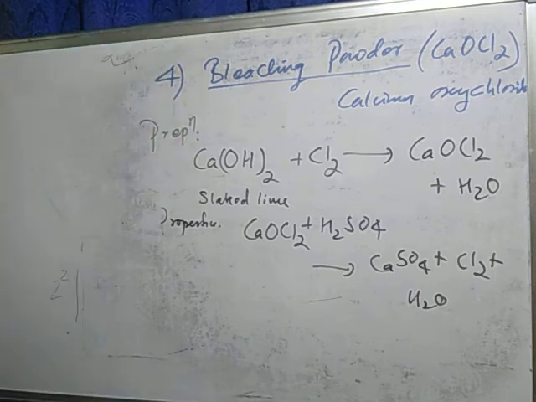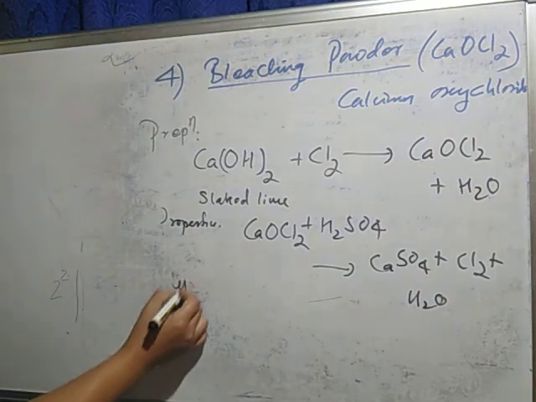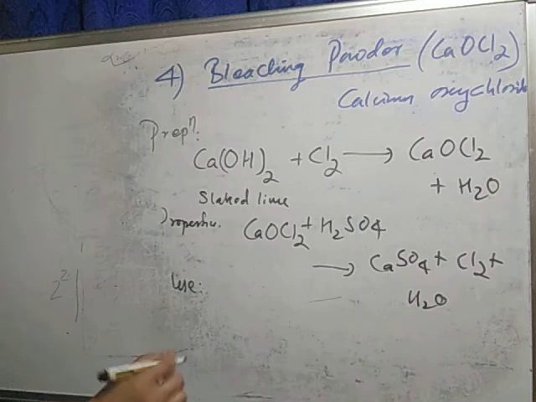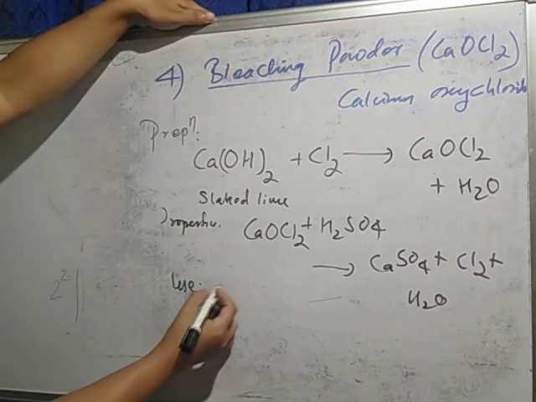Next, write down uses. Uses is very important. So write down: bleaching powder is used for bleaching cloth.